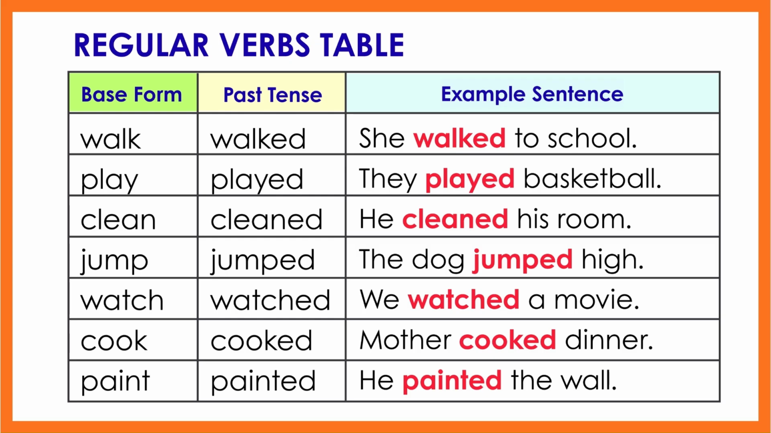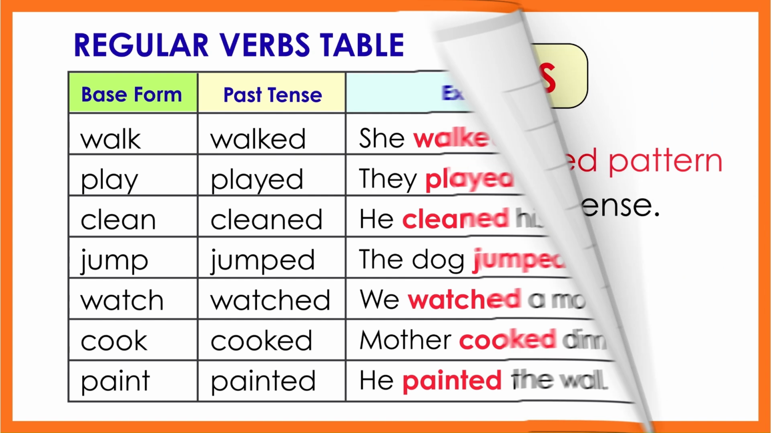The base form is paint, and the past tense is painted. Example sentence, he painted the wall. Remember, regular verbs follow a simple rule: we just add d or ed to form the past tense.